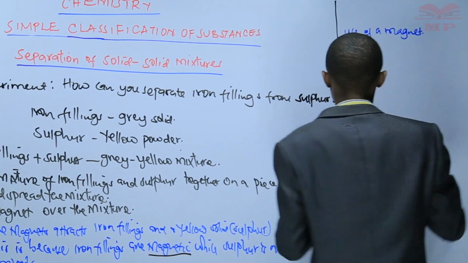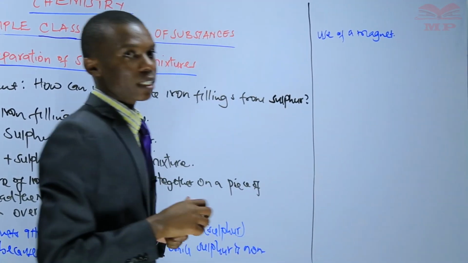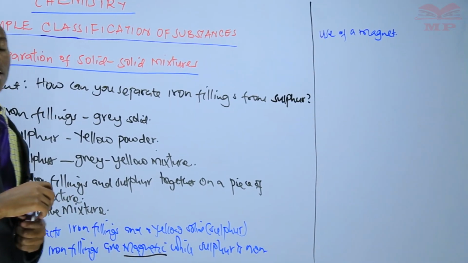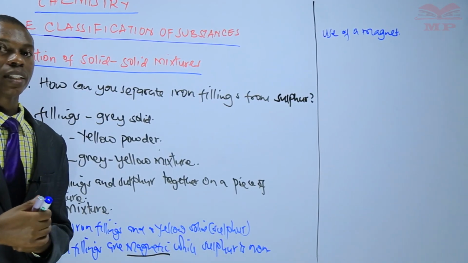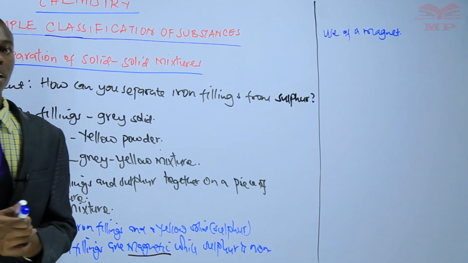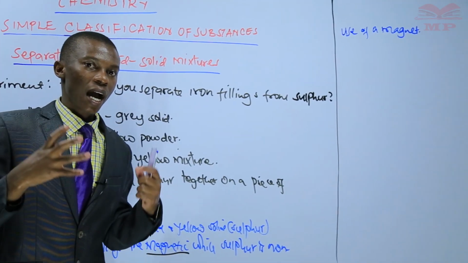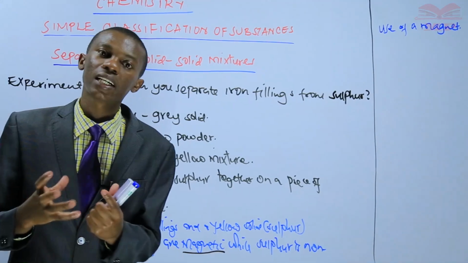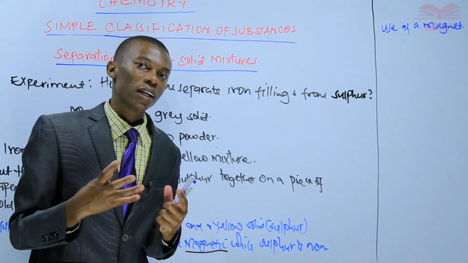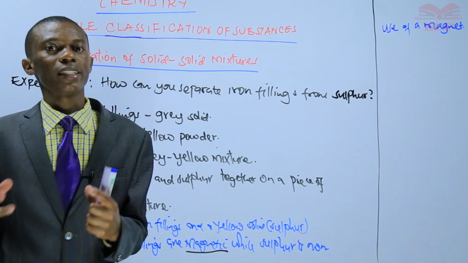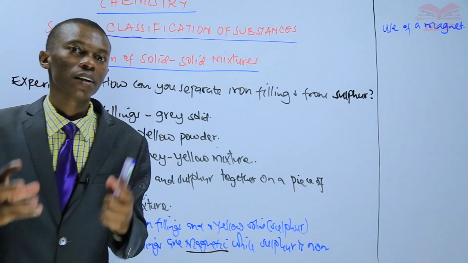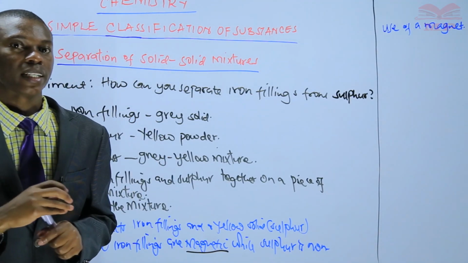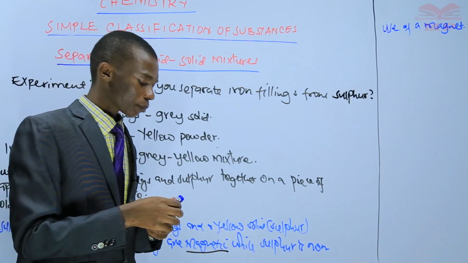The method we are using to separate a mixture of iron filings and sulfur is use of a magnet. And this is possible because iron filings are magnetic, while sulfur is non-magnetic. Iron filings can be attracted by the magnet, while sulfur cannot be attracted by the magnet.